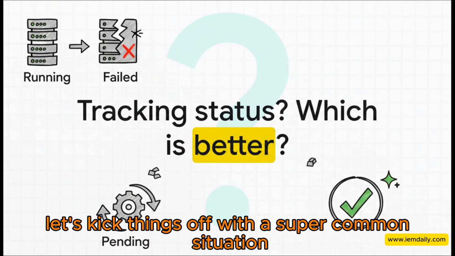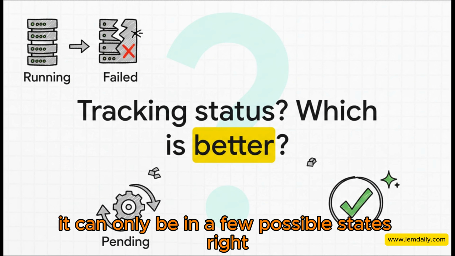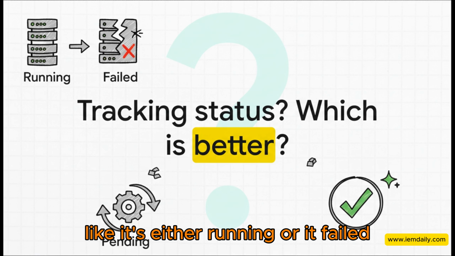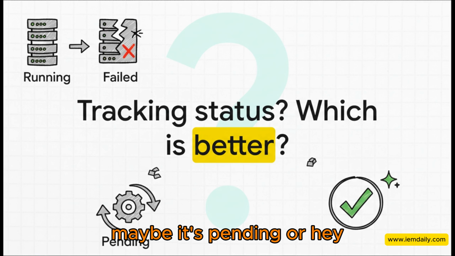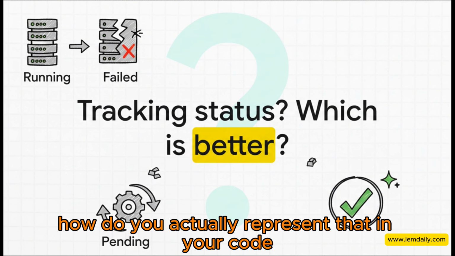Okay, let's kick things off with a super common situation. Picture this. You're building an application and you need to keep track of a server status. It can only be in a few possible states, right? Like it's either running or it failed, maybe it's pending, or hey, maybe it was a success. So the big question is, how do you actually represent that in your code?